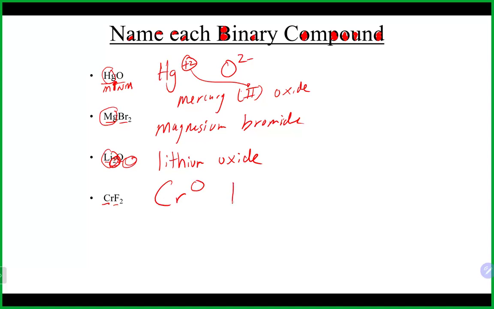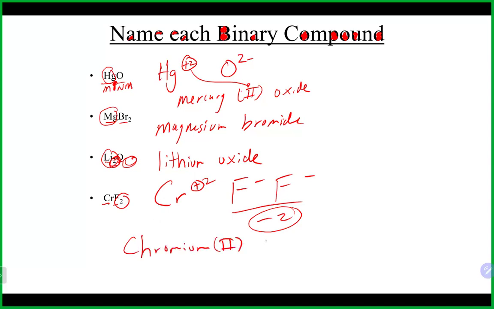We know fluorine is group 7, which means it's -1, and there's 2 of them, which means that's a grand total of -2. So once again here, to balance that out, that's got to be +2. And that is what we need here. Chromium, Roman numeral 2, and fluoride in this case, again, for the charge.